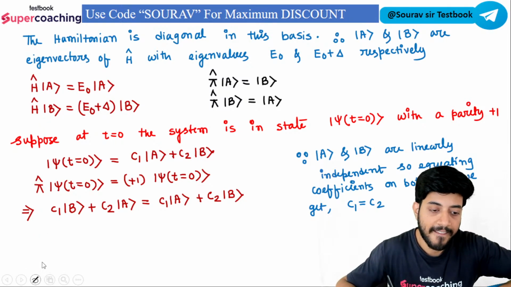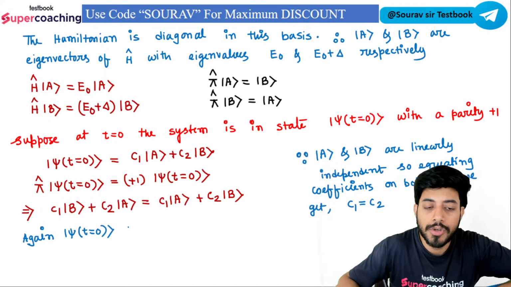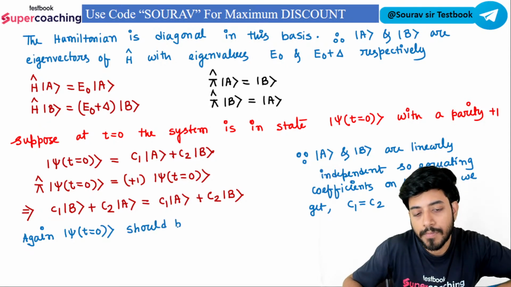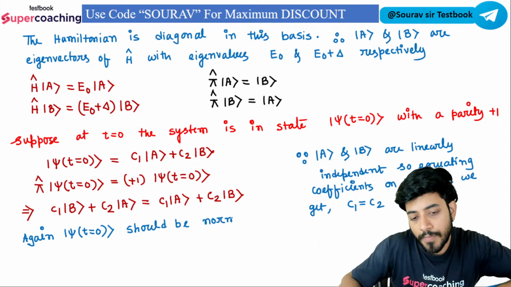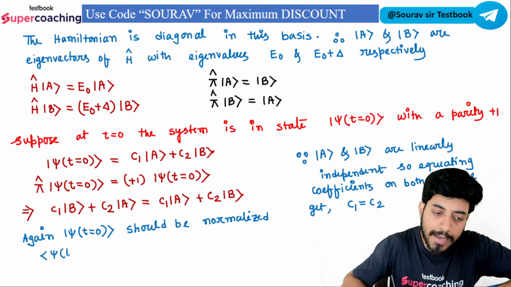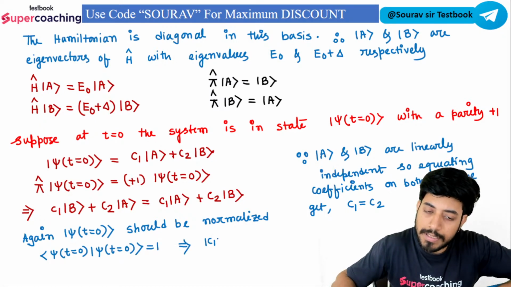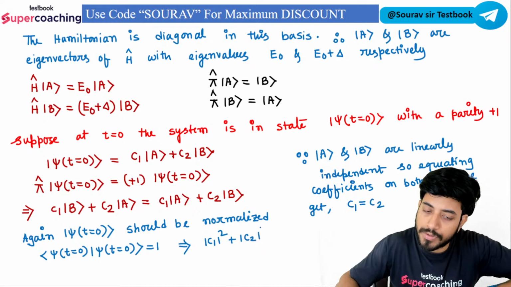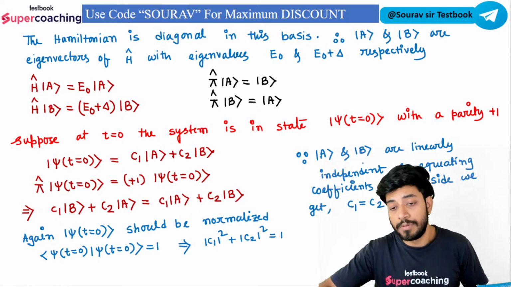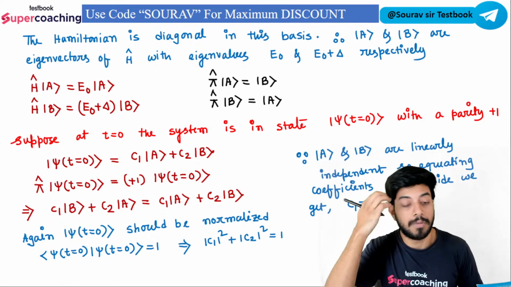Again, psi at t equal to 0 should be normalized. इसका मतलब psi at t equal to 0, psi at t equal to 0 should be equal to 1. That implies mod C1 square plus mod C2 square should be equal to 1. Now since C1 equals C2, 2 mod C1 square is equal to 1, so therefore C1 is equal to 1 by root 2, the best choice.